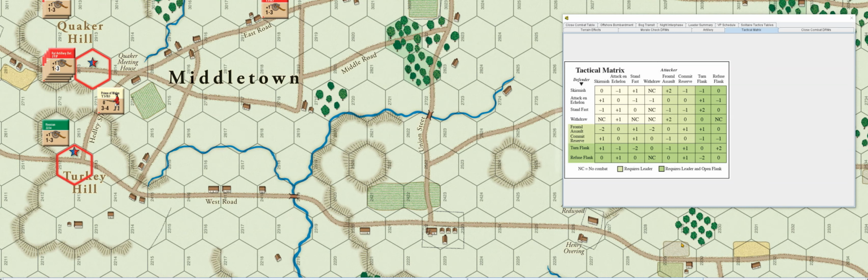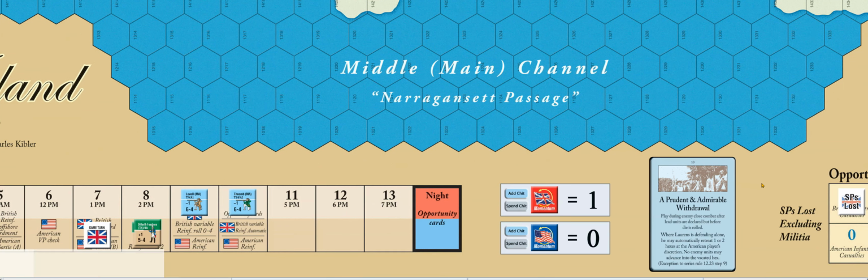So I'm going to zoom down here. You can see what we're talking about. So I was holding this card, a Prudent and Admiral Withdrawal, where Lawrence is defending alone. He can automatically retreat 1 or 2 hexes at the American player's discretion, and no enemy units may advance.